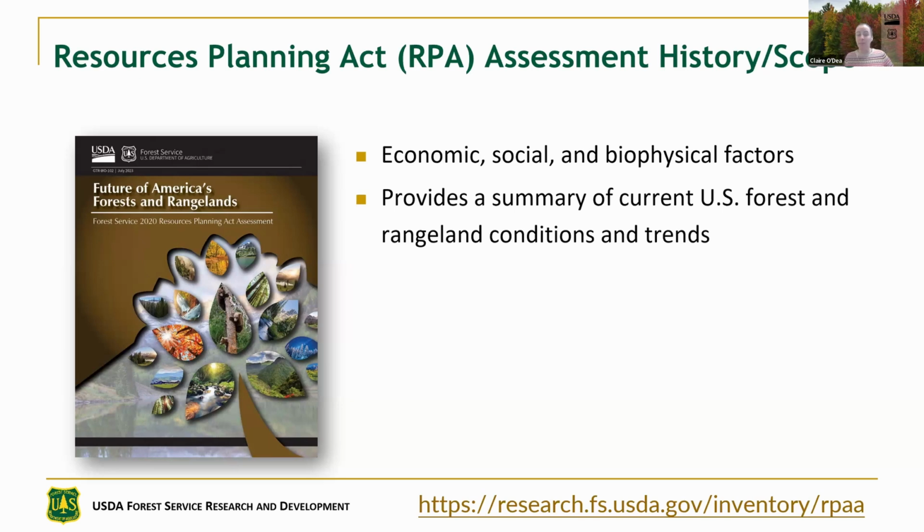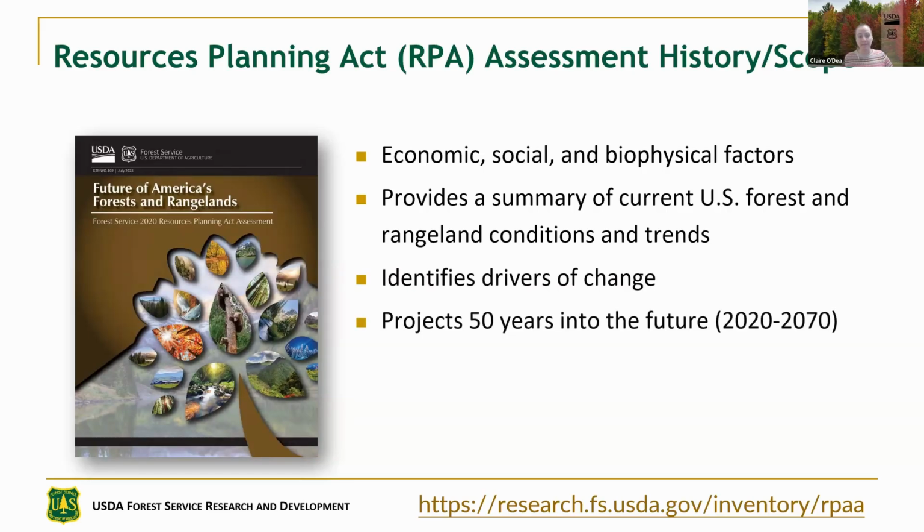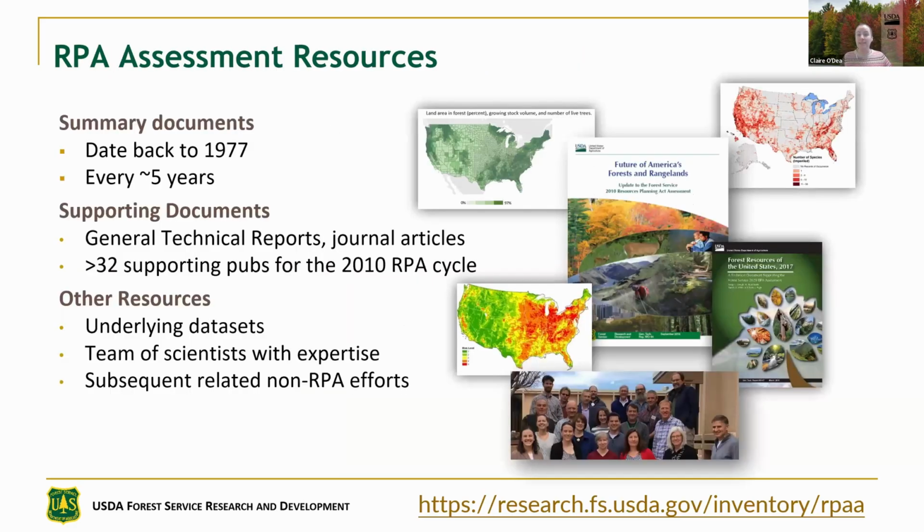Ultimately, the RPA assessment provides a summary of current U.S. forest and rangeland conditions and trends. It identifies drivers of change and projects our resources 50 years into the future. Now, the RPA assessment summary document dates back to 1977. In addition to the summary assessment, we've also produced a number of voluntary mid-cycle assessment updates alongside numerous supporting documents and published data sets. I'll come back to some of the 2020 RPA specific materials toward the end of the presentation.